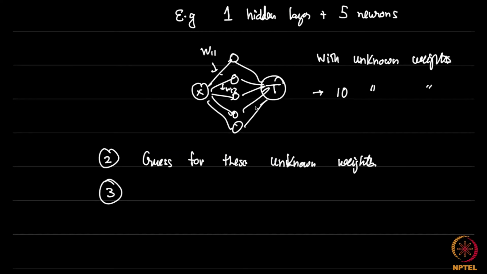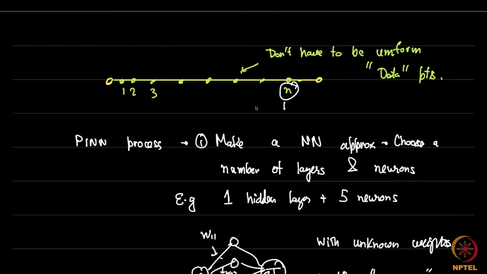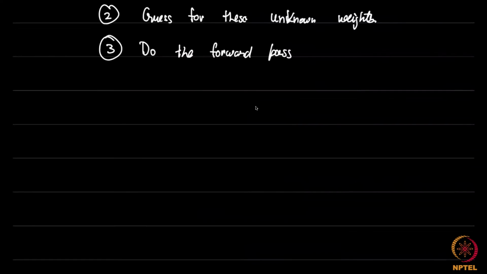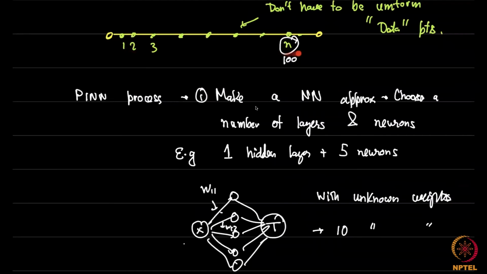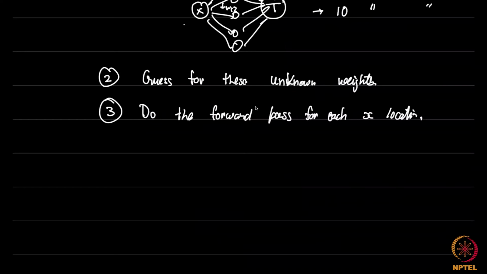Now we need to improve. Do the forward pass. Okay. So we do the forward pass. How many times? N times. Let's say I have 100 data points. So for each X location. Okay, so if you have a domain going from 0 to 1 and you have 100 locations randomly thrown, you throw these 100 locations, do a forward pass. Now what will happen is, for each Xi, I obtain a Ti. That's fine.